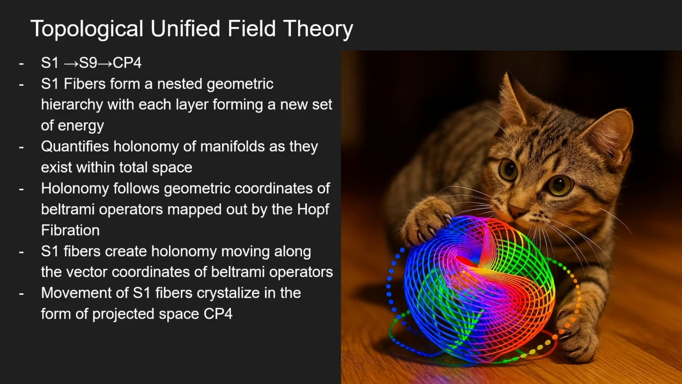The movement of the S1 fibers crystallizes in the form of projected space, or CP4. So you have total space, which is projecting a coordinate for these S1 fibers to move through. And as these S1 fibers move through these coordinates, they become manifested potential.